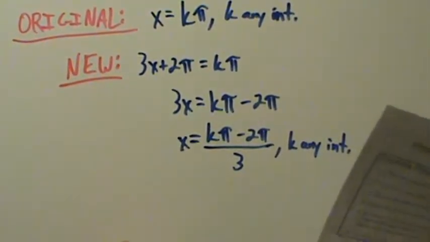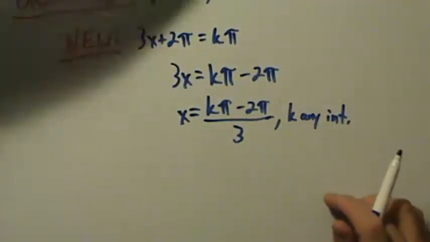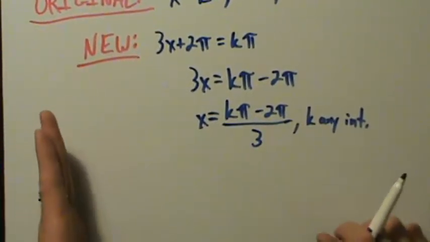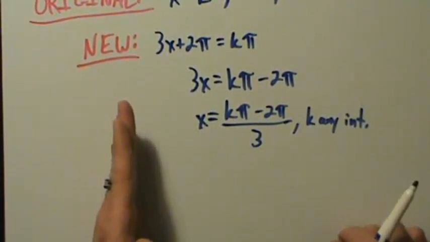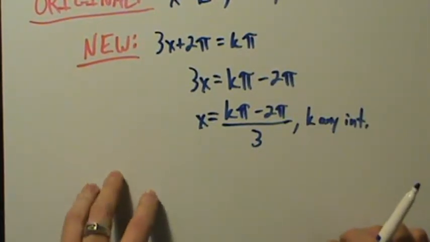So next, find 3 consecutive asymptotes by plugging k equals -1, k equals 0, k equals 1 into the general equation. Okay? So again, we don't have to use those specific values of k, but we want to keep it as simple as we can, and we want to use values of k that are right next to each other. They definitely have to be consecutive no matter what you do. They have to be 3 consecutive values of k, and they have to be integers, right?